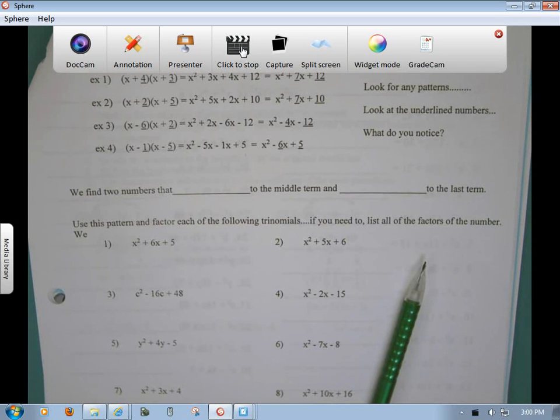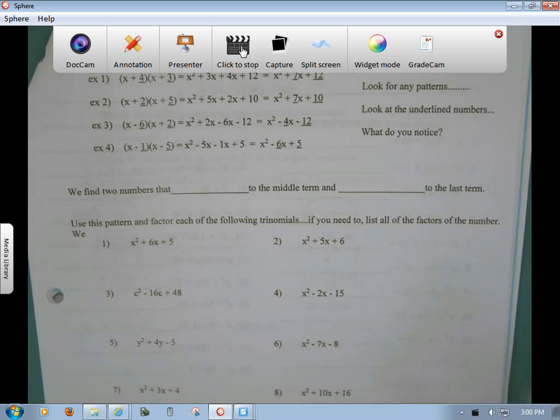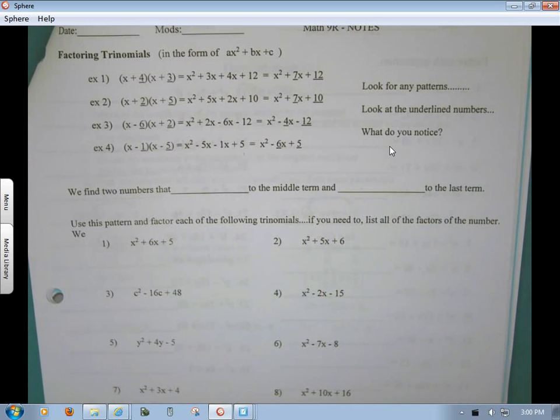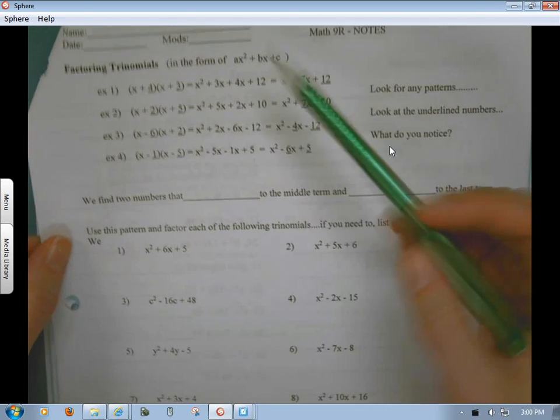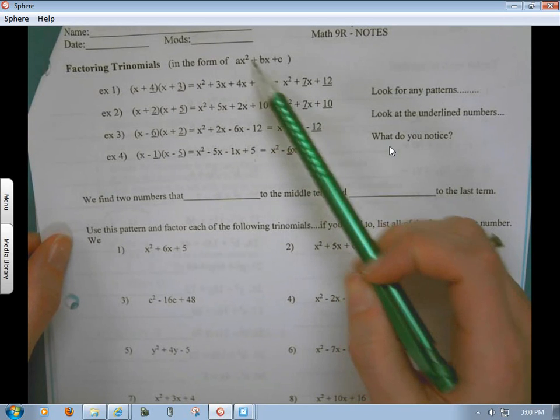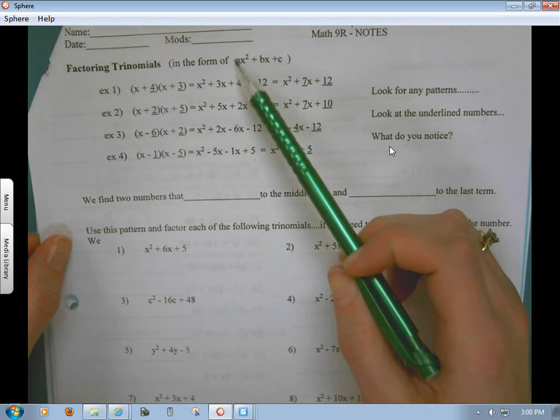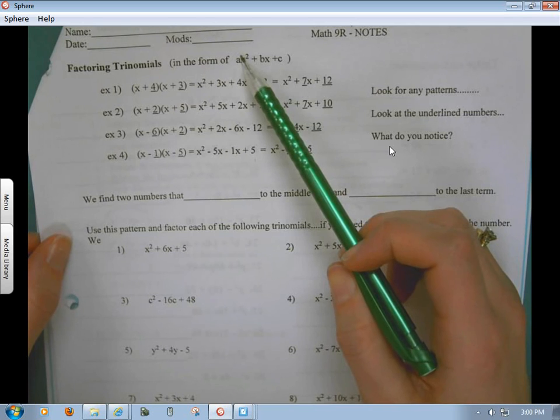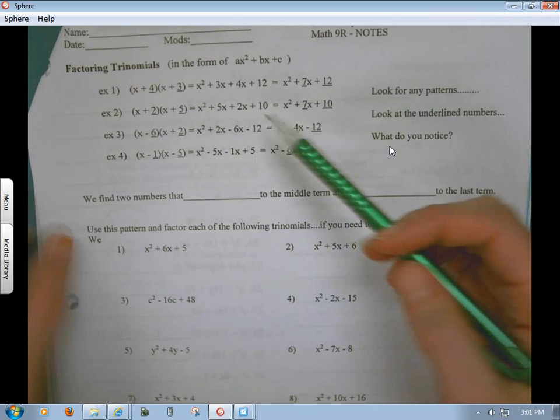Hello, today we are going to talk about factoring trinomials. So I'm on page 16 of your packet. We're going to factor today trinomials that are in the form ax squared plus bx plus c, where a is equal to 1. Let's look at the examples here.